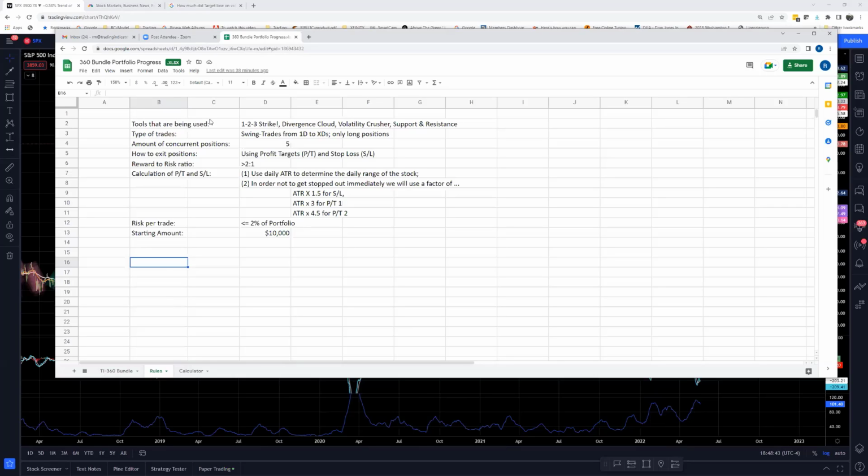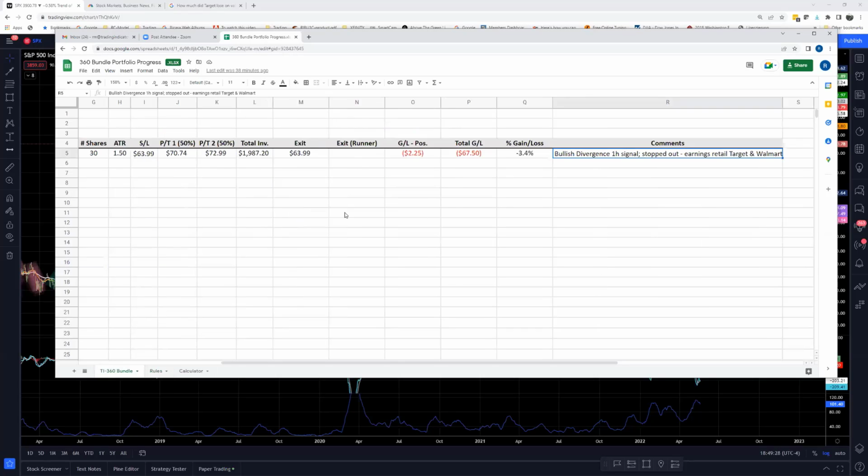You have the rules. This is what we're using, the types of trades we do, the amount of concurrent positions, and I also put down here what we want to use for our stop loss. I added here, and it should actually be ADR. I'll change this later on for the stop loss, and at least twice we want to use for the profit. And the daily range, if we would use 1 here, we'd be stopped out immediately. So it's 1.5 of the daily range. And in order to have a 2-to-1 reward to risk, we have 3. And the second part, profit target 2, 4.5. Okay. We never want to risk more than 2% of the portfolio, and the starting amount is $10,000.